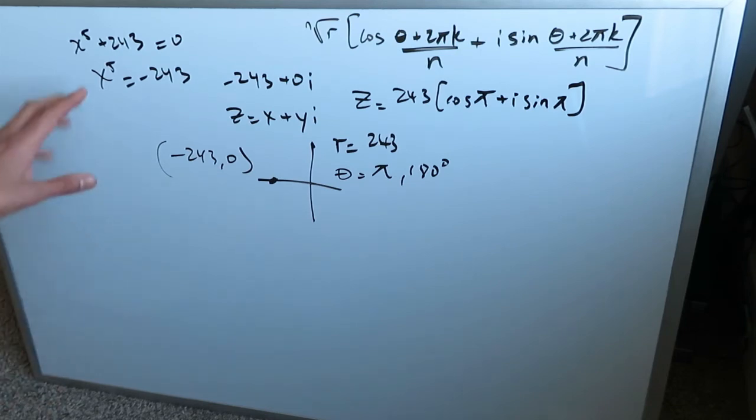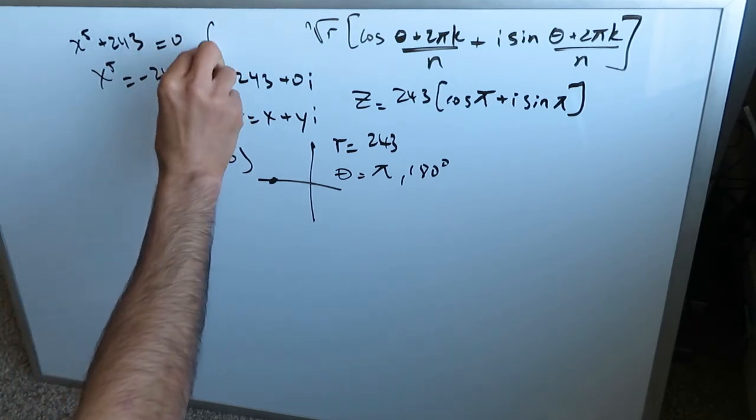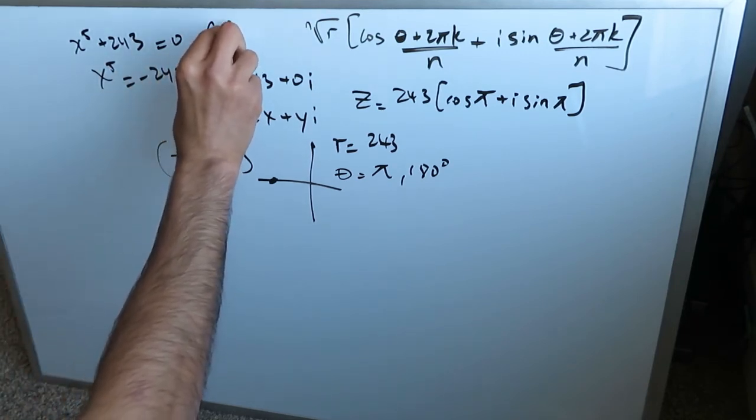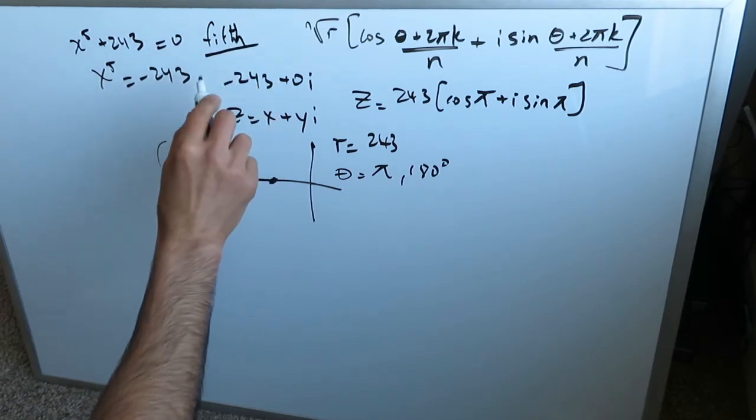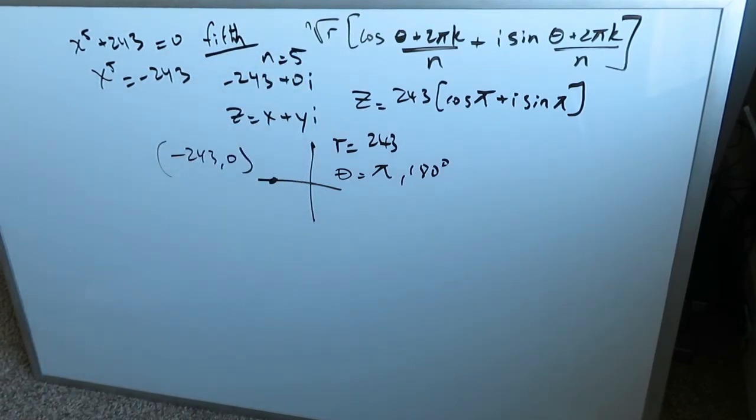We have to determine what type of root. We have to determine the fifth roots because the power of 5 clues you in. The fifth roots are, of course, n is equal to 5. n is equal to 5, and we have to determine the 5 roots.